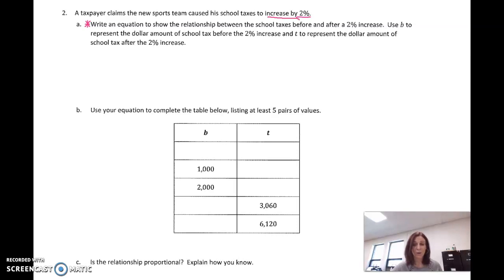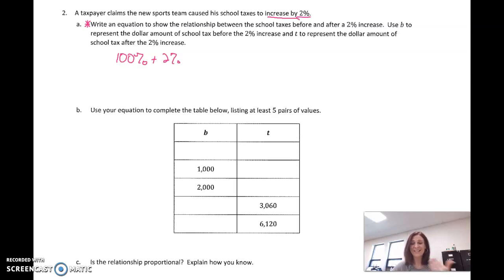We've done a problem like this before. Let's say our taxes stay the same from one year to the next. If they stay the same, I'm paying 100% of what I paid last year, right? Not any more, not any less. Except we're paying an increase of an additional 2%. So be careful in this case.